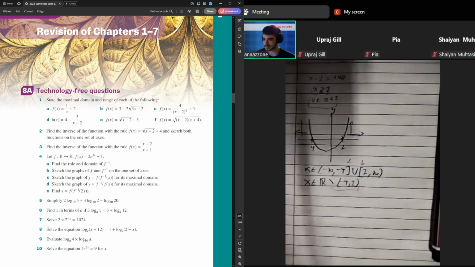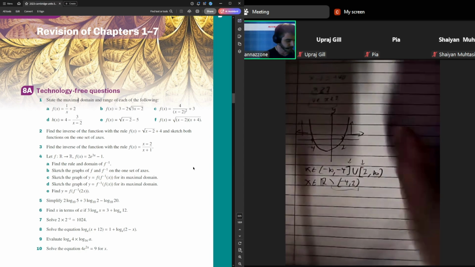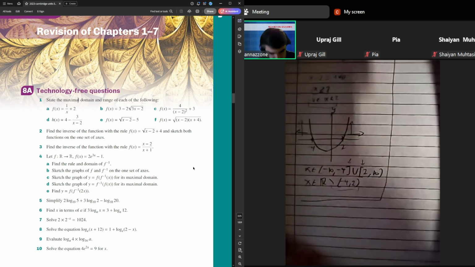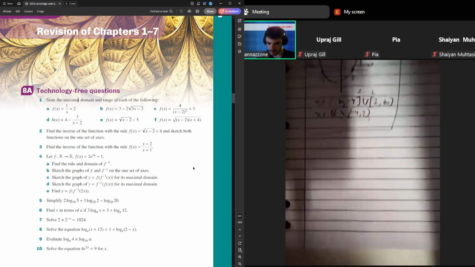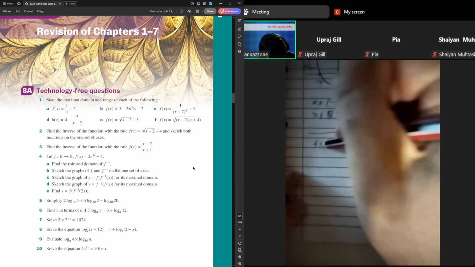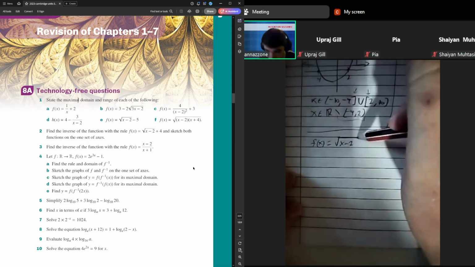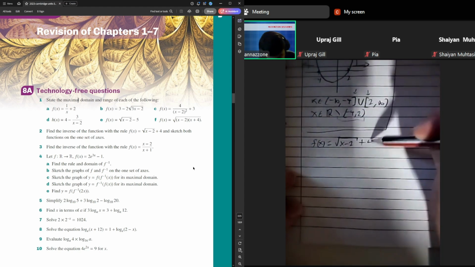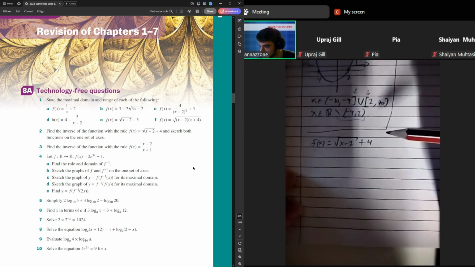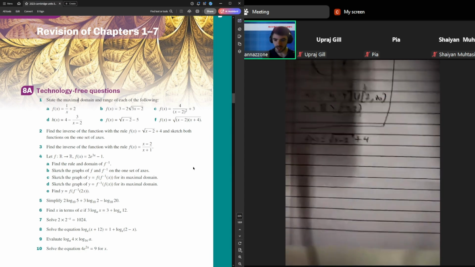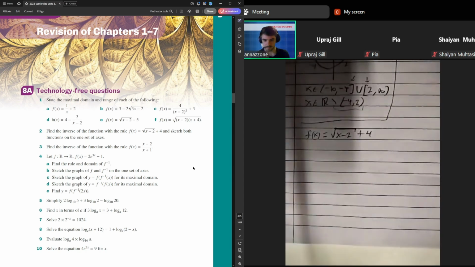Okay, that is that. Next up, we've got an inverse function. So let's quarantine that off. I'm going to have some function f of x is equal to root x minus 2 plus 4. All I care about for this is that you can find the inverse. So how would we find the inverse of this?